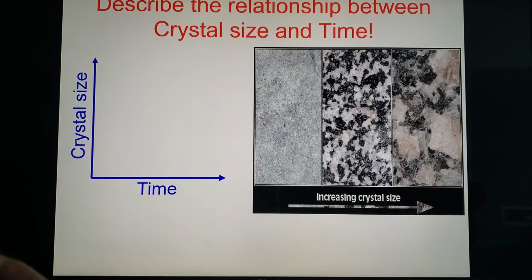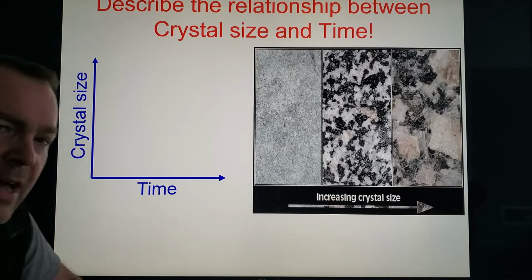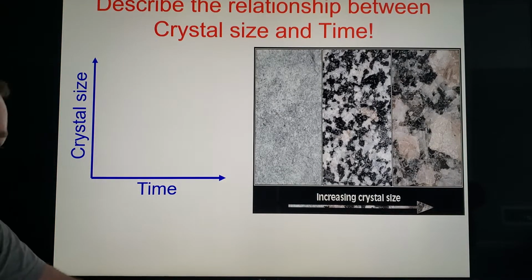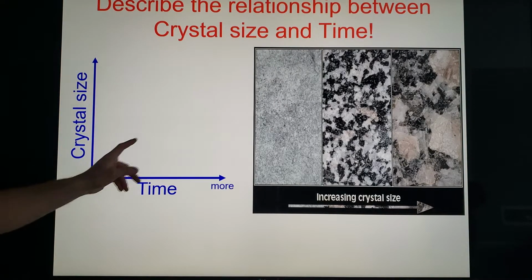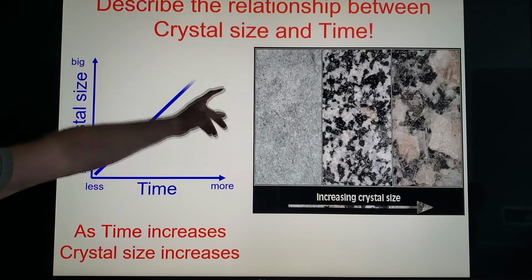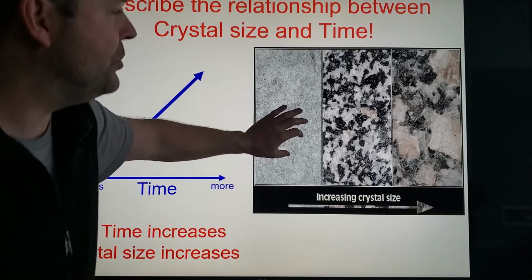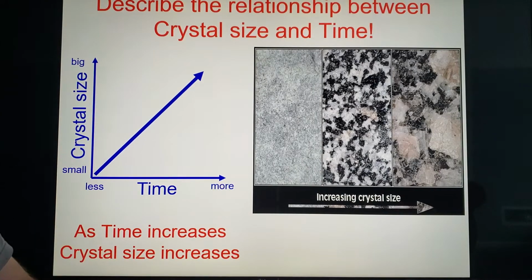Okay? What does this graph look like? Well, let's see if you can figure that out. Time versus crystal size. Hit pause, see if you can figure it out. Hopefully you realize the more time you let it cool, the bigger the crystal sizes are going to grow there. And that's what's going on there. Okay, as time increases, crystal size also increases. Okay, this is showing you, again, bigger crystals as you have more time to cool.